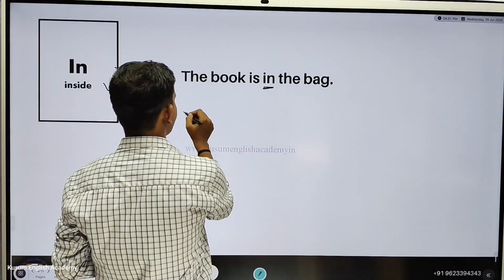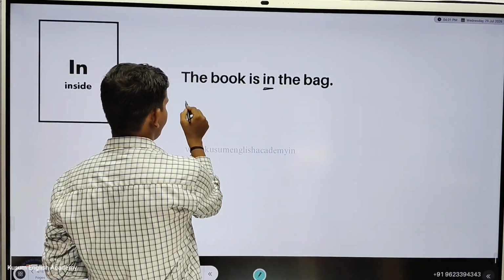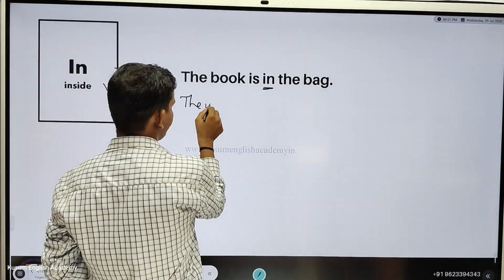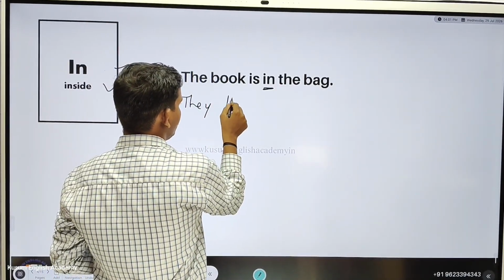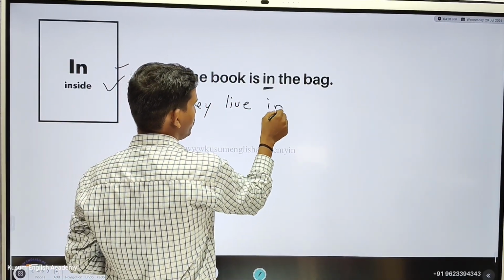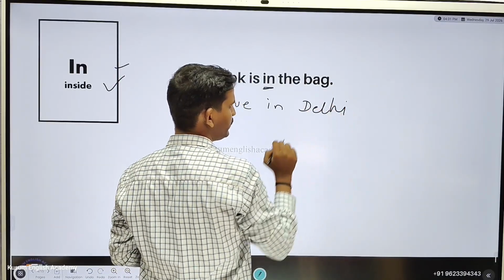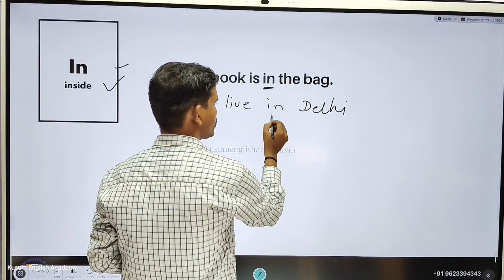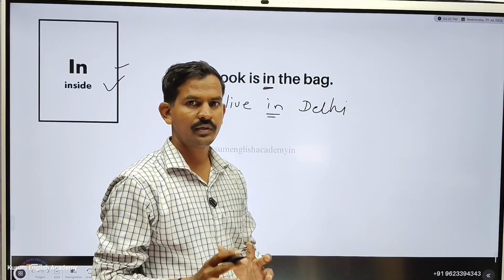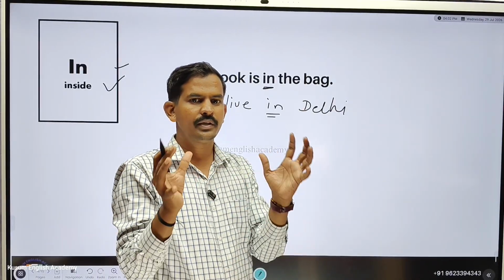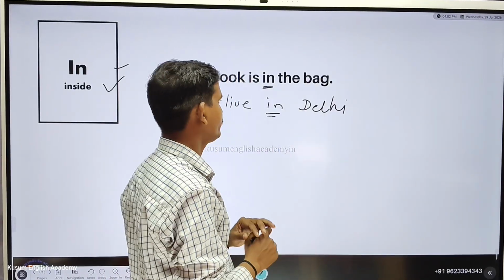Apart from this, it shows an enclosed area. For example, they live in Delhi. So it also shows an enclosed geographical area which is big in nature.